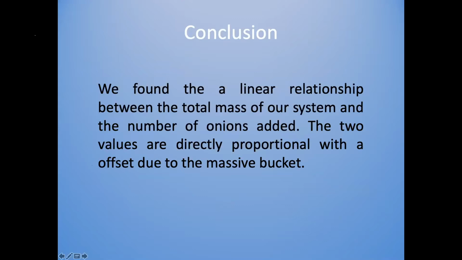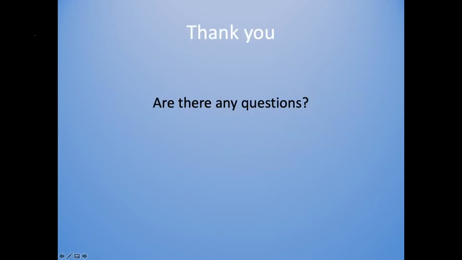So in conclusion, we found that there's a linear relationship between the total mass of our system and the number of onions added. And that is a direct proportionality due to an initial offset because the bucket is not massless, so it doesn't start at zero. But that's okay because that's a systematic thing in our experiment, and we could account for that as we talked about in our analysis. So yeah, thank you. We look forward to talking about this and answering questions during the thing on Friday. So yeah, thanks.